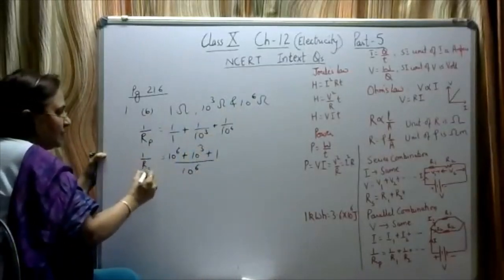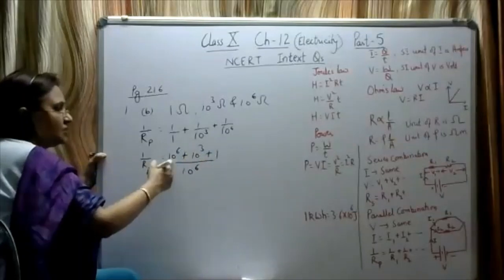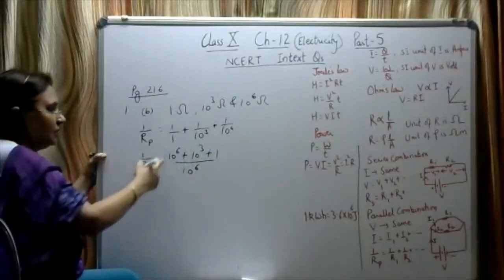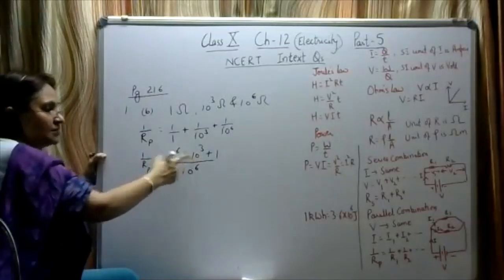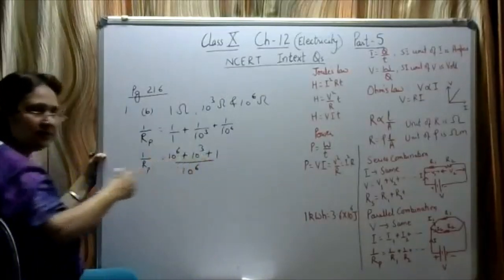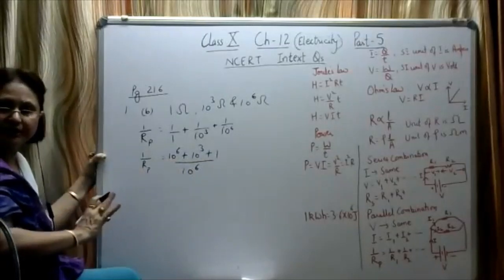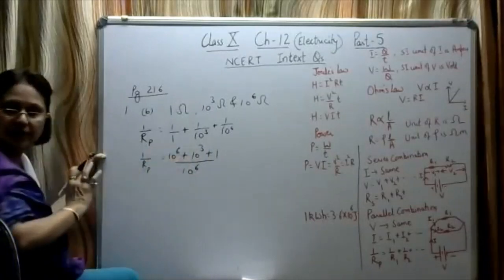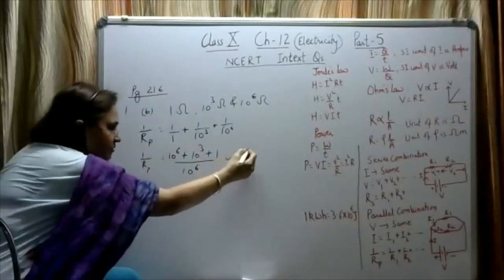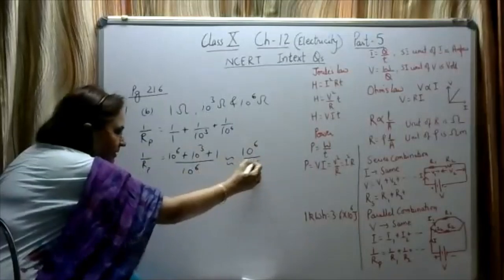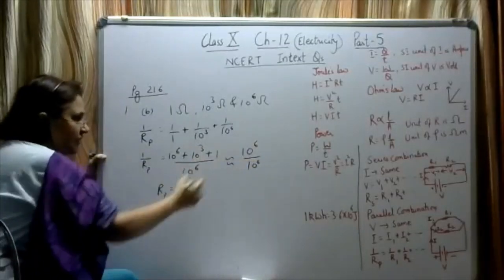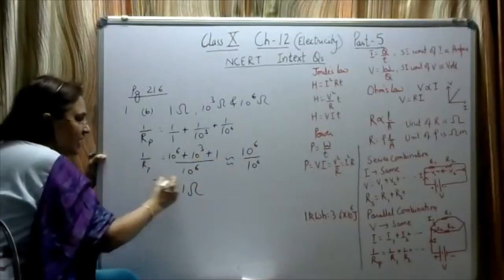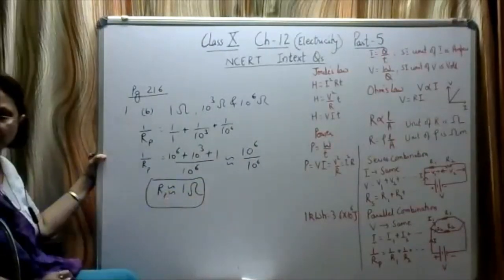1 upon Rp is, how much is this? 10 raised to the power 6 plus 10 raised to the power 3 plus 10 plus 1. That is 10 crores plus 1000 plus 1, which is approximately equal to 10 raised to the power 6 only. So Rp is equal to 10 raised to the power 6 upon 10 raised to the power 6, so the equivalent resistance Rp is approximately equal to 1 ohm.